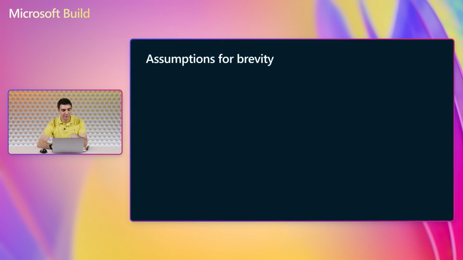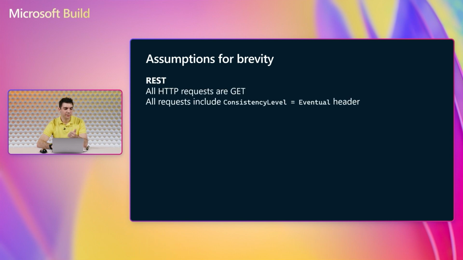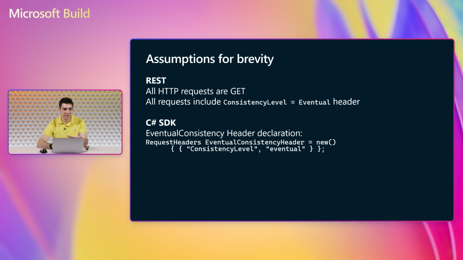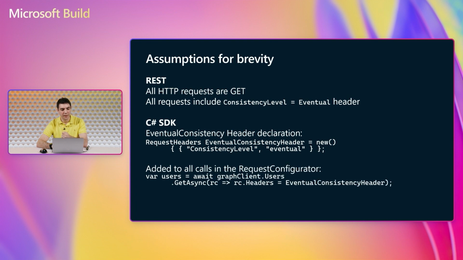I'm going to make a few assumptions for brevity in my slides, otherwise they will be too crowded. First, all the REST HTTP requests will be GET, because even the advanced query service is a read-only service. And every request automatically would include the consistency level eventual header. On the counterpart, in the C# SDK, the eventual consistency header is declared as you can see there, and all the calls include this eventual consistency header. And I'm also stripping out the graph client part, so you will only see from the user part onwards.